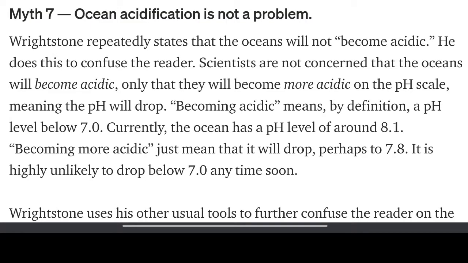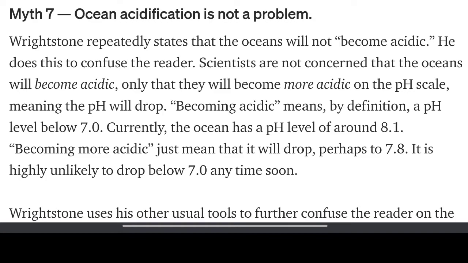So ocean acidification is not a problem. This is a tricky one. It might well be. I mean, we're looking at, I'm just going to read this for you. He does this to confuse the reader. This is Wrightstone. Scientists are not concerned that the oceans will become acidic, only that they will become more acidic on the pH scale, meaning the pH will drop. Becoming acidic means, by definition, a pH level below 7.